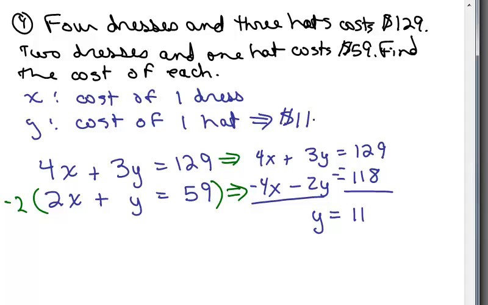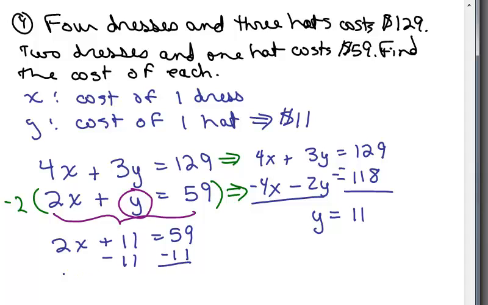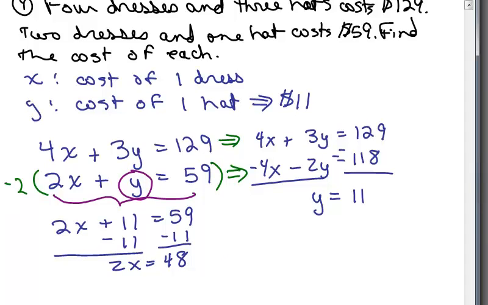Okay? Now I need to find the cost of a dress. So since we know what y is, we could plug that into any of the equations. I'm going to plug it into this one, the 2x plus y equals 59. So I'm going to plug in 11 for my y. Okay? So I have 2x plus 11 equals 59. And now we just solve for x by subtracting 11 from both sides. And then we'll divide both sides by 2. Hopefully you could do that in your head. That's 24. So looks like the cost of a dress is $24.